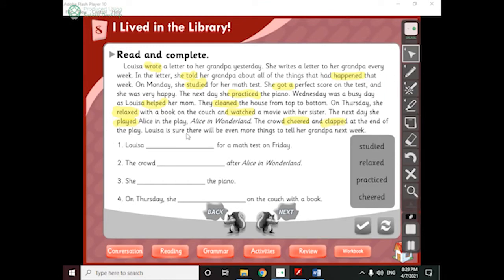Louisa is sure there will be even more things to tell her grandpa next week. Okay, let's do the first sentence. Louisa studied for her math test on Friday. Yes, excellent, fourth graders, it is definitely studied. The crowd cheered after Alice in Wonderland. She practiced the piano. On Thursday she relaxed on the couch with a book.